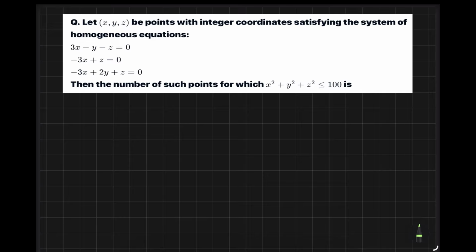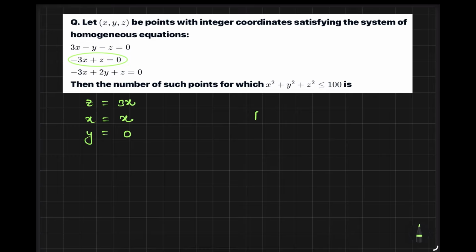So look at this. From this equation, can I say that z equals 3x, x equals x, and we will try to find out the value of y. So the value of y will become 3x minus z, and z is 3x, so y will become 0. Okay, so this is the combination which you got.